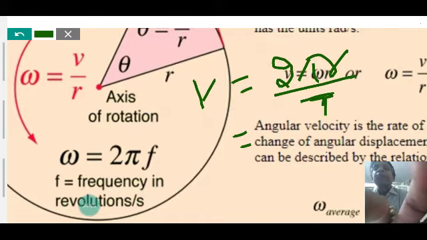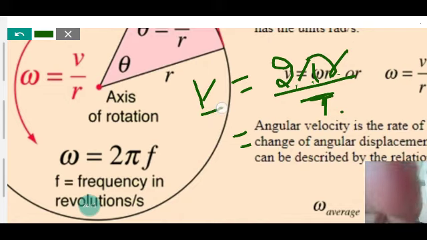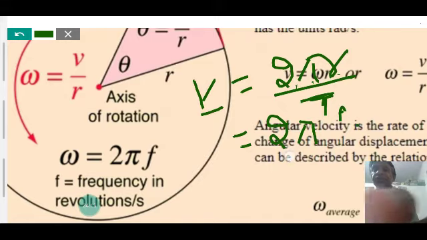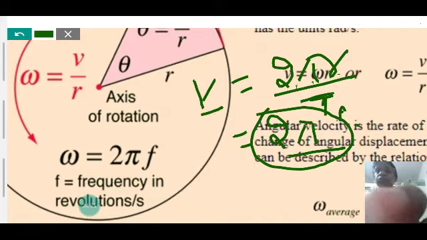If the total time period of the circular path is T and the total distance is 2πr, then 2πr by T is the linear velocity, but it may be expressed as 2πf, where f is the frequency. Now v is equal to, putting the value here, 2πr times f. Now r may be cancelled here.